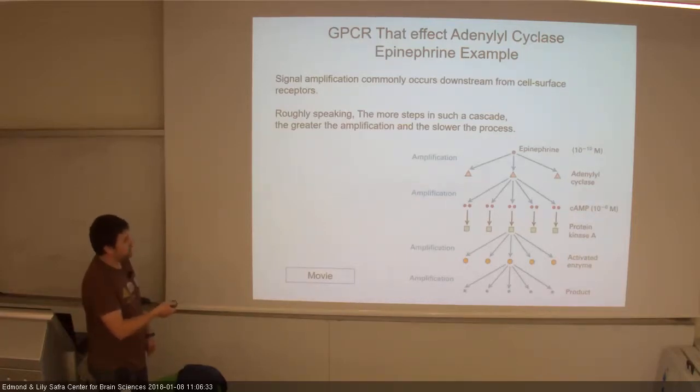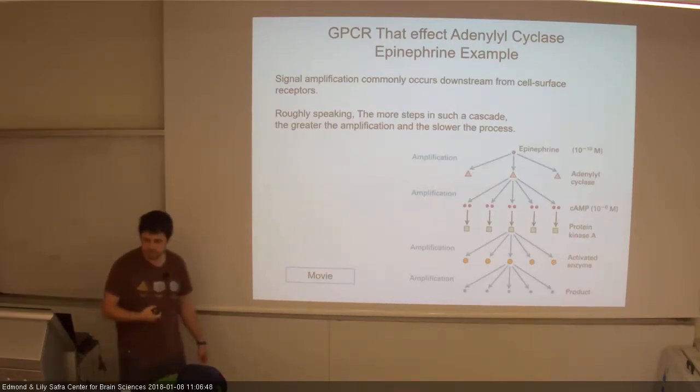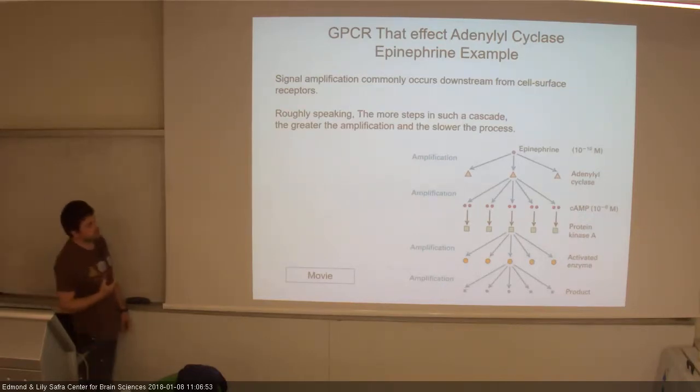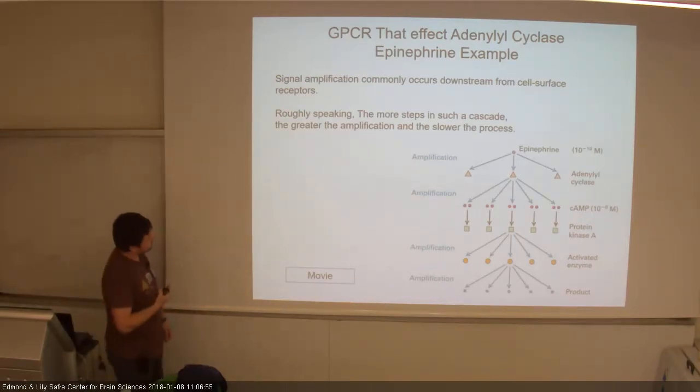And here there's no level of activation, because two molecules of cyclic AMP are enough to activate one protein kinase A. But then protein kinase A can activate many enzymes, and the enzyme can produce many products. So there is a very high level of amplification from a single epinephrine molecule.